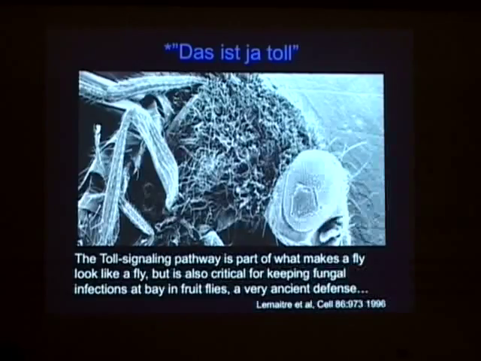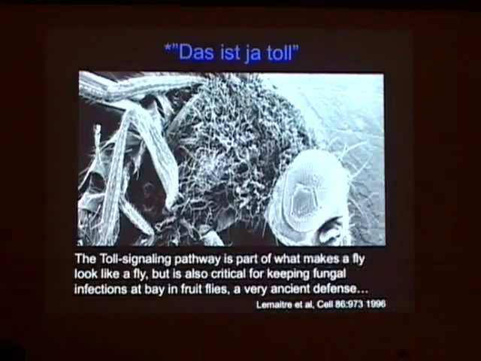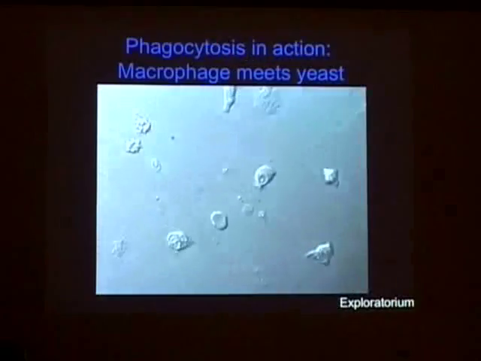So a toll signaling pathway is part of this, and I just put this in because I think it's so interesting. Das ist ja toll was a German scientist who discovered this gene, and without it, flies don't work quite right. But they also don't have a good immune system. They can't see fungus, and so this is a fungally infected fly. And we have a related gene to this in a very, very ancient part of our immune system that can see foreign right away as soon as it comes in.